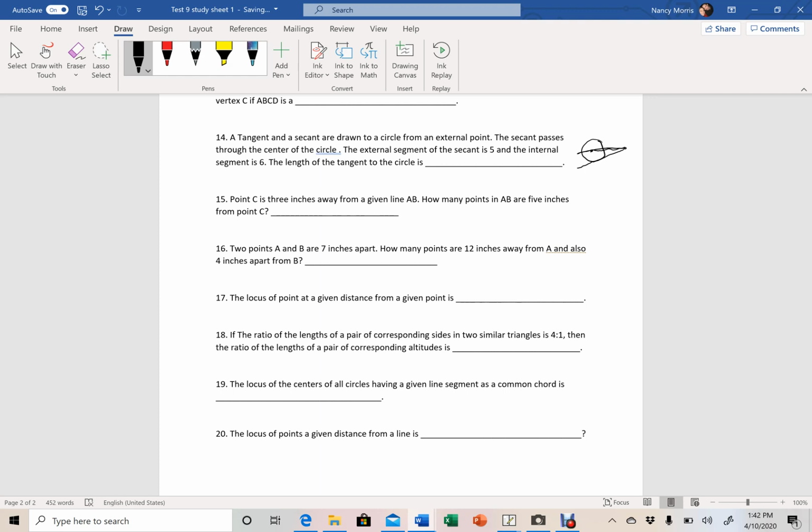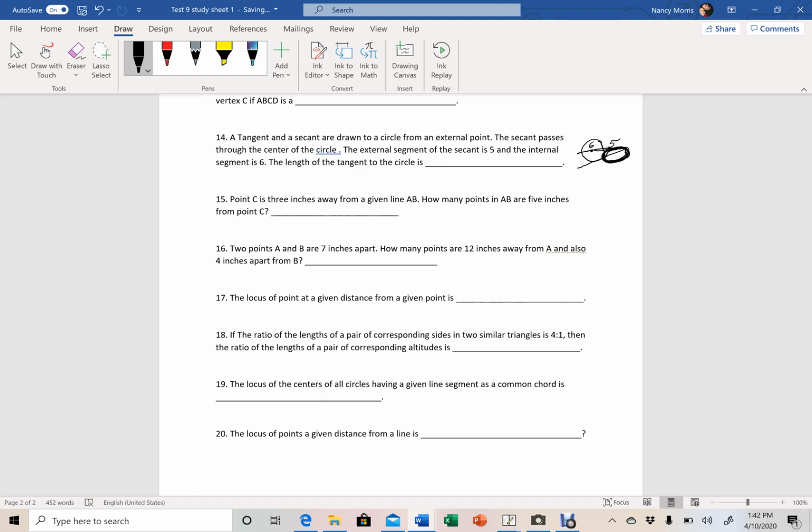So we've got a tangent and a circle. The external segment of the secant is 5, so this part is 5 here. And the internal segment is 6, okay? The length of the tangent to the circle is what? Okay, so you'll have to find out what this portion is right here. Okay, so go back through your theorems and postulates and see what procedure you have to do in order to find what this is. Okay.